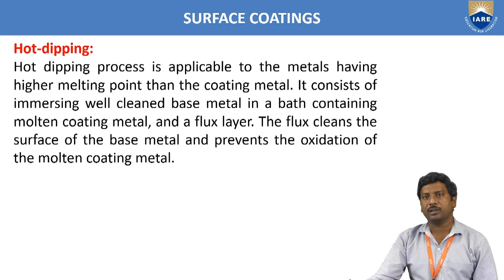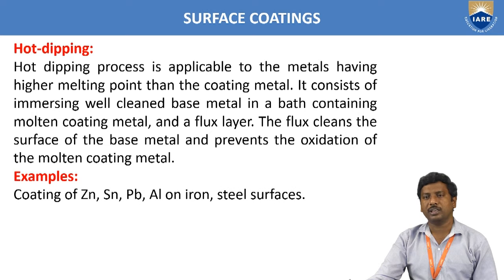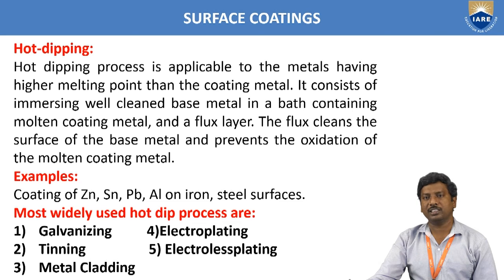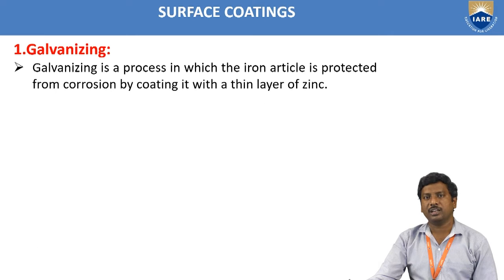It consists of immersing a well cleaned base metal in a bath containing molten coating metal and a flux layer. The flux cleans the surface of the base metal and prevents oxidation of the molten coating metal. Examples of hot dipping are coating of zinc, tin, lead, and aluminum on base metals like iron and steel surfaces. The most widely used hot dip processes are galvanizing, tinning, metal cladding, electroplating, and electroless plating, totally five methods.